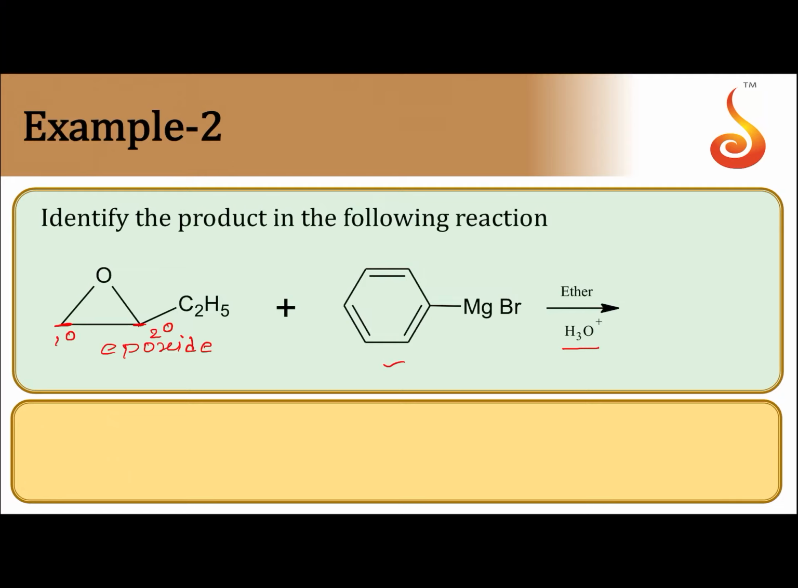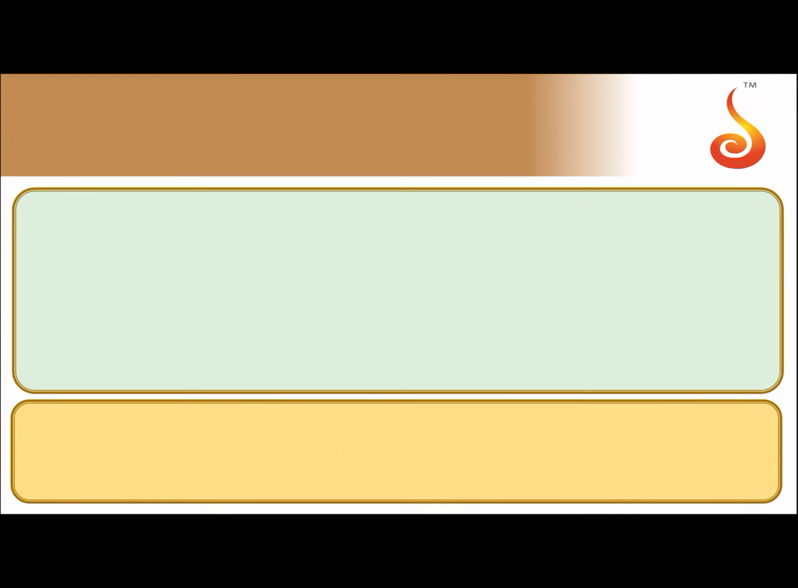Acid catalyzed ring opening of epoxide follows SN2 mechanism. Means the nucleophile attacks from the less sterically hindered side. What is the nucleophile here? We have C6H5MgBr. So how will it dissociate? C6H5 minus and MgBr plus. So C6H5 minus is the nucleophile here. It will attack the epoxide from the less sterically hindered side.